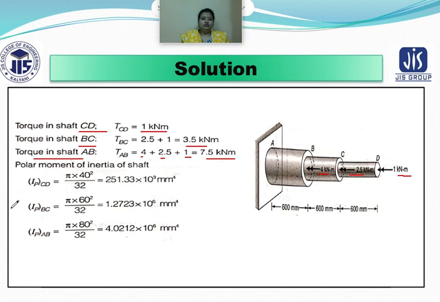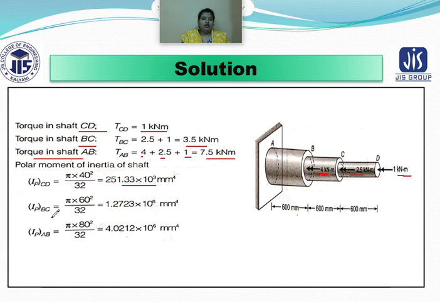Now you need to know the value for your polar moment of inertia. The polar moment of inertia for a circular shaft is pi into d square by 32. So first the polar moment of inertia for CD shaft, where the diameter has been considered as 40. So this is your pi into 40 square by 32. It gives you this value, that is 251.33 into 10 to the power 3 millimeter to the power 4. This is the polar moment of inertia.